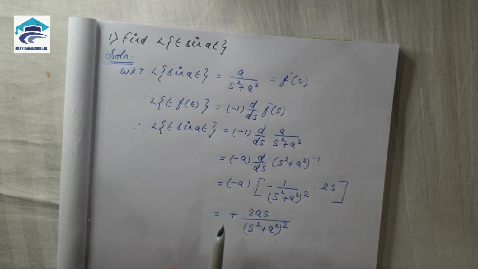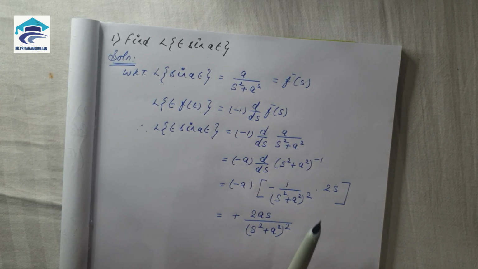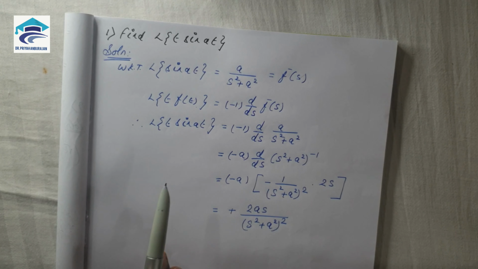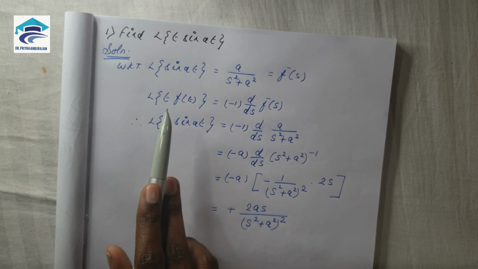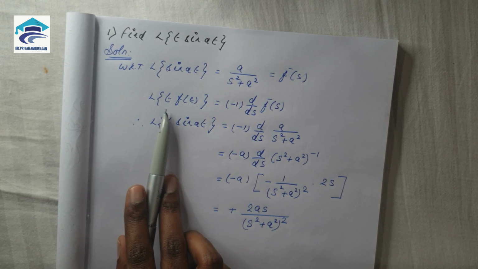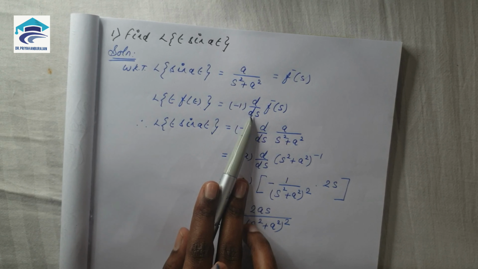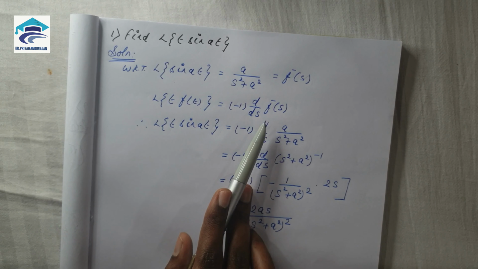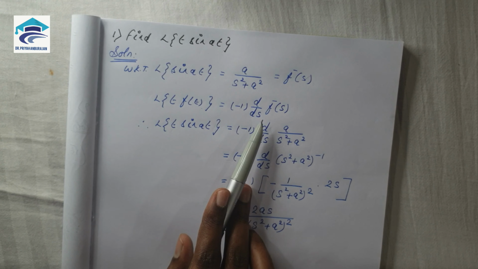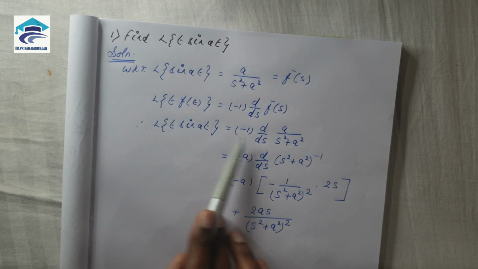So you can either use this formula or you can use the shifting theorem. This problem may look a little simple, but this is looking simple because you are differentiating this only once, but when the power increases, you have to differentiate that accordingly. So in that case, it will become very difficult. So better to use shifting theorem than using this formula.